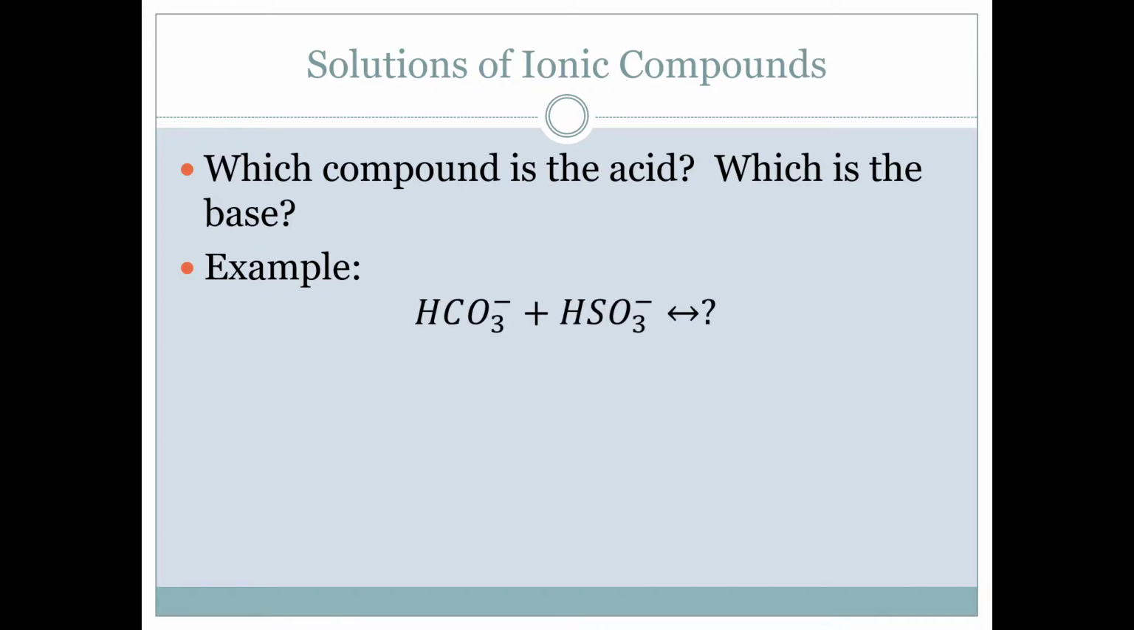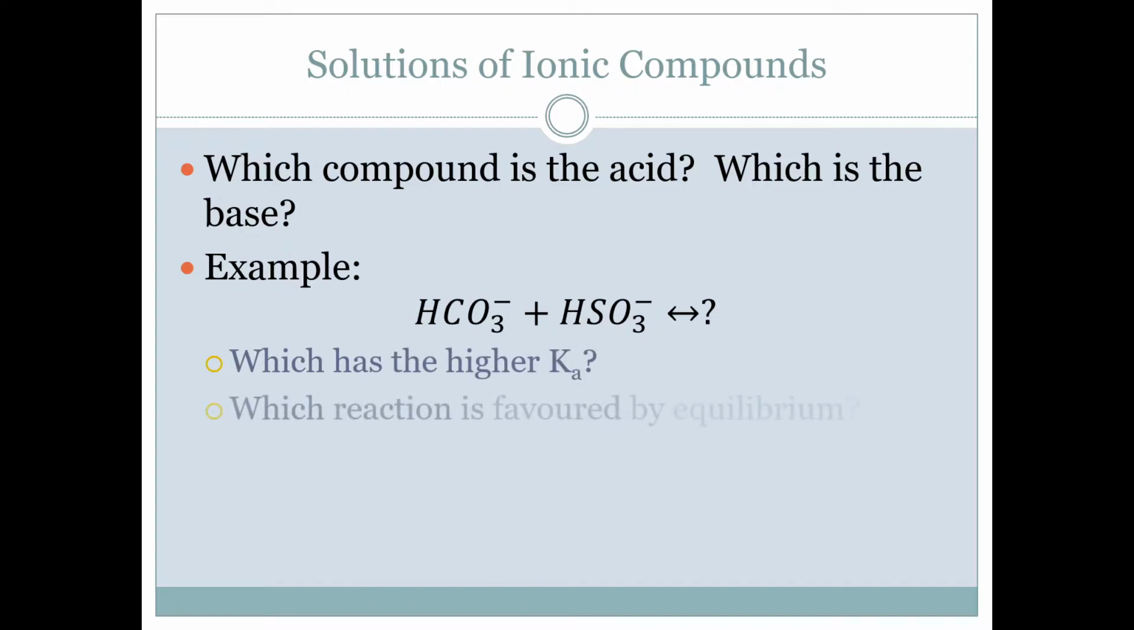So when we're looking at this situation here, HCO3⁻ and HSO3⁻, we simply ask, which one of these substances is the stronger acid? Is it the HCO3⁻ or is it the HSO3⁻? So which has the higher Ka? What this means then is that whichever substance has the higher Ka will take the acid form. So this will be the acid. This will be the acid. And it basically forces the other substance to become the base.